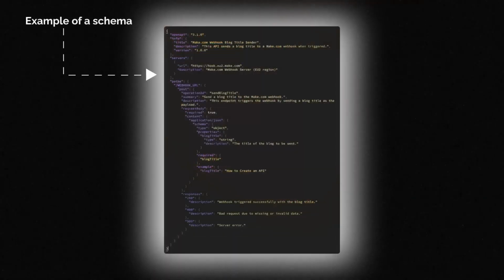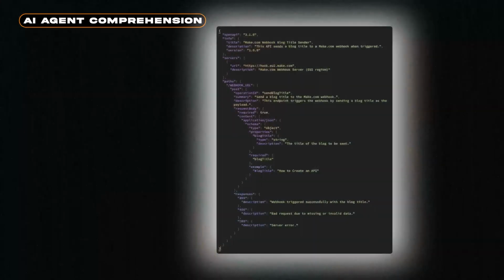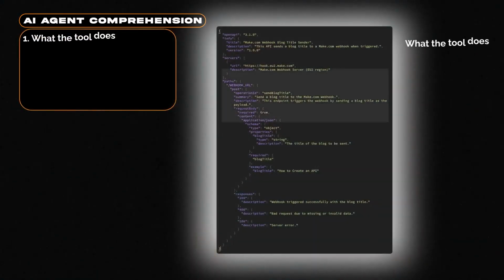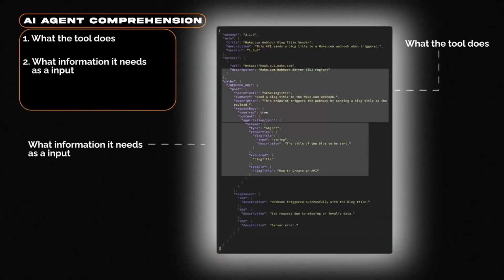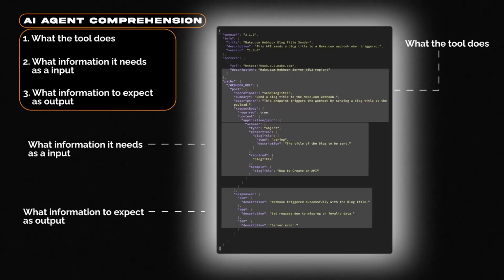A schema is like a one-page instruction manual on how to use an API and therefore how to access the functionality inside that API. And when an AI agent is given one of these schemas, it too can read that instruction manual and determine things like what the tool does, what information it needs as an input, like we talked about before, and what information to expect as an output. Now they may look scary, but they're actually really, really easy to understand, and we're going to cover them in the next chapter of this video.